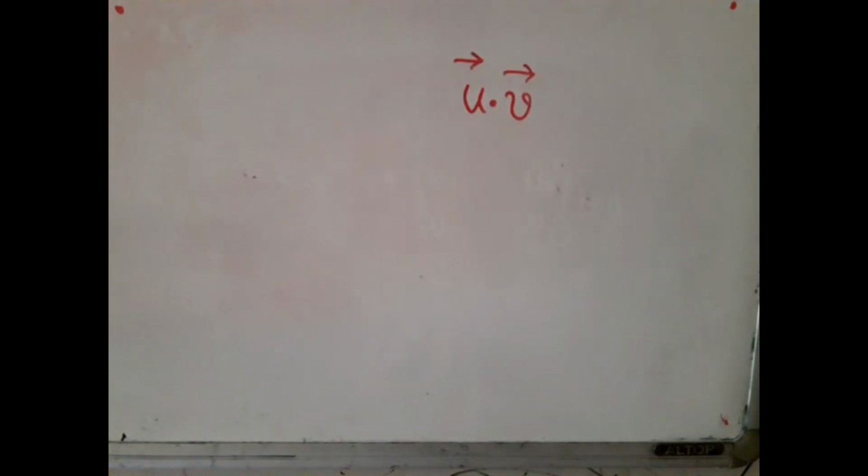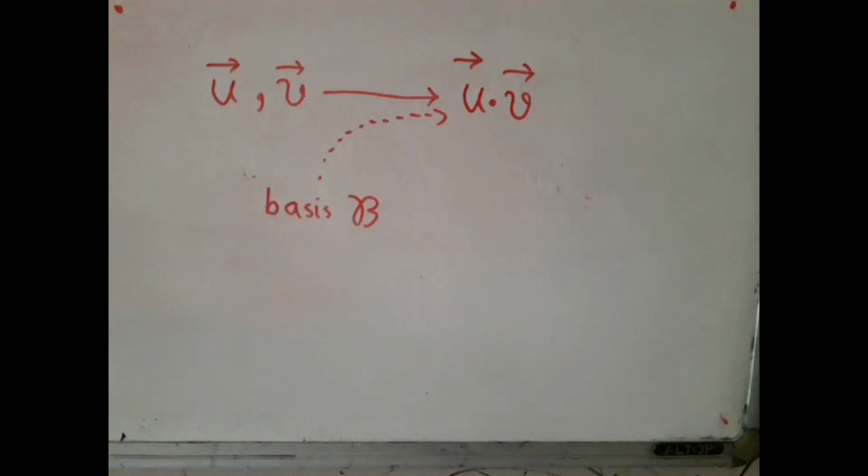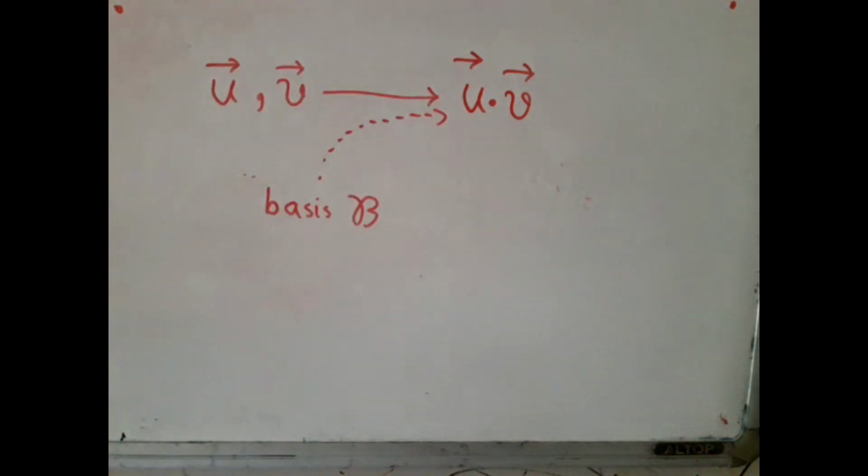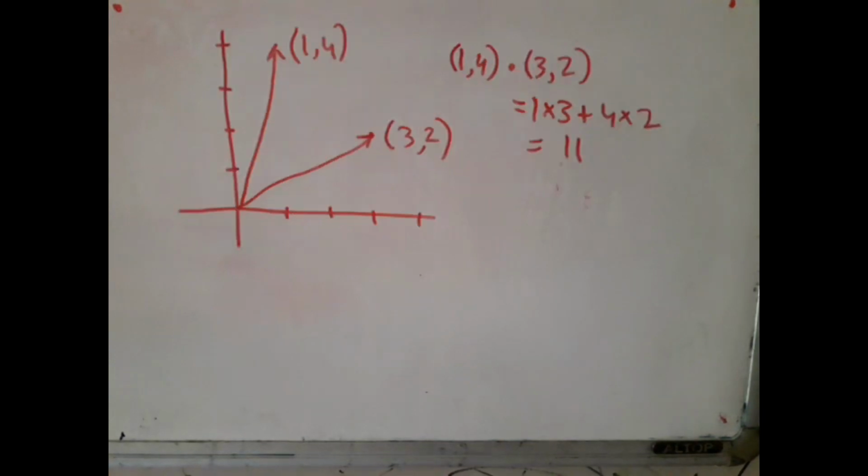Thus, in the definition of u dot v, we not only need the obvious inputs u and v, but also a secret input, an arbitrary basis b. If we change the basis, then u dot v also changes. Let us see an example of this in R2.